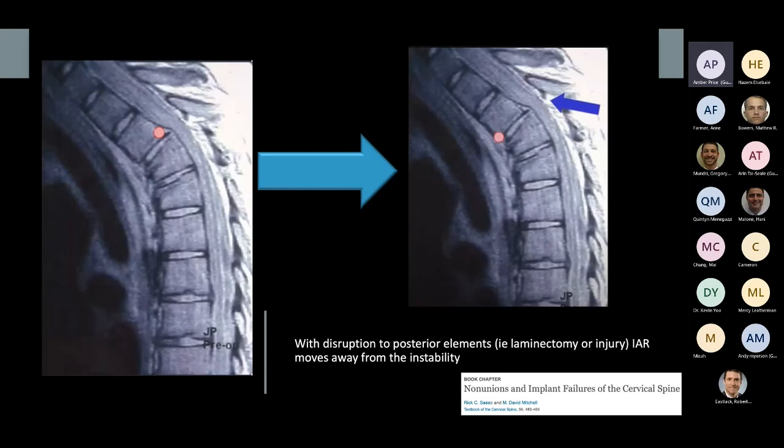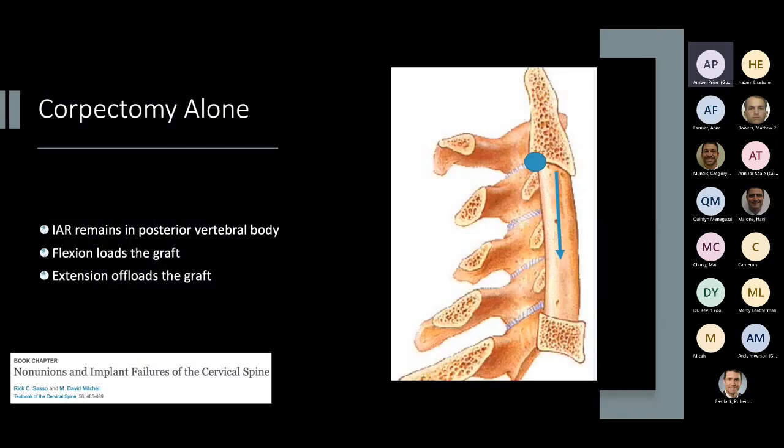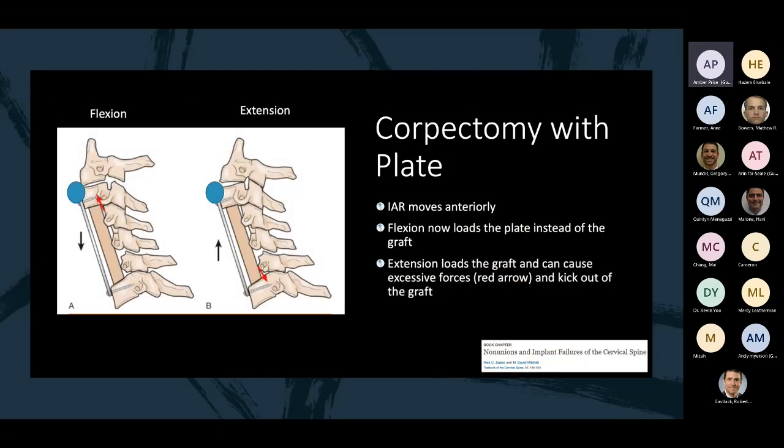In this case, a patient had a posterior ligamentous complex injury, and so the IAR moves to the anterior vertebral body. In the setting of a corpectomy, the IAR actually remains in the posterior vertebral body if you don't add a plate. And so flexion will load the graft and extension will offload the graft. But when you add a plate to the fixation for the surgery, the IAR actually will move anteriorly, and flexion now loads the plate rather than the graft.